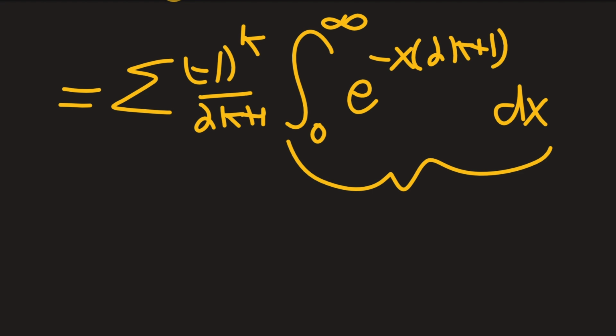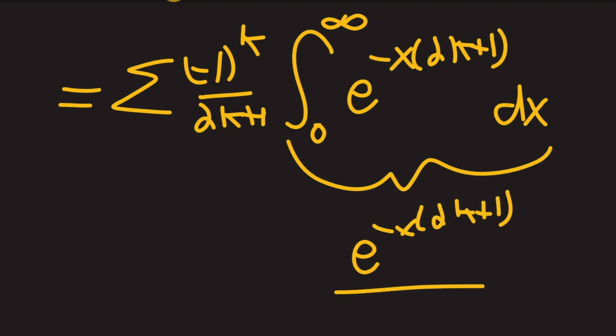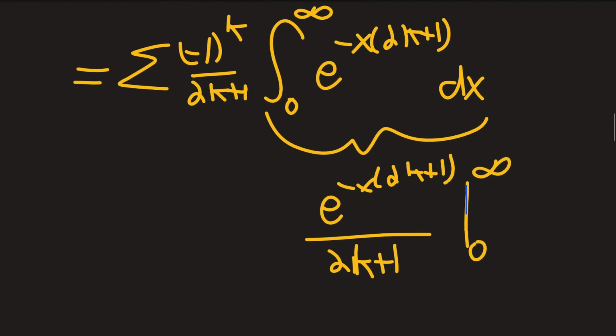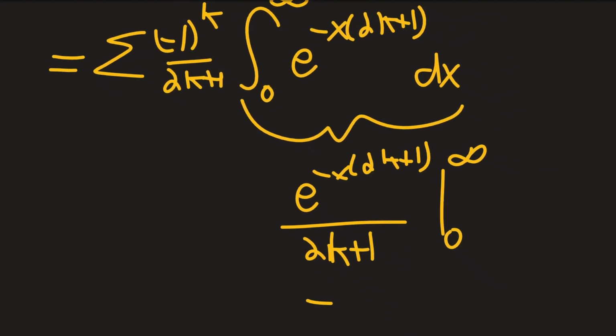I hope. So what we have then is e to the minus x times 2k plus 1, but then divided by 2k plus 1, evaluated from 0 to infinity. It's pretty simple. Sorry, that should be a negative. If you take the limit as it goes to infinity, you get 0. But if you plug in 0, what you're going to get is just this bit right here.